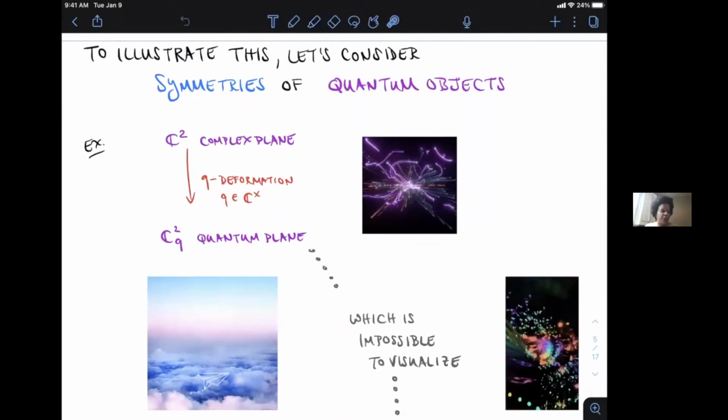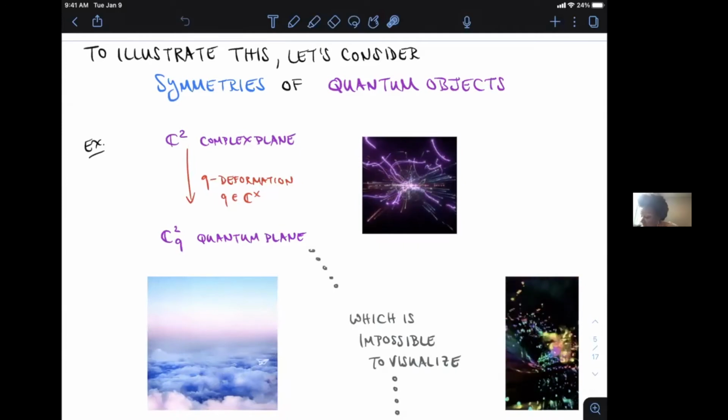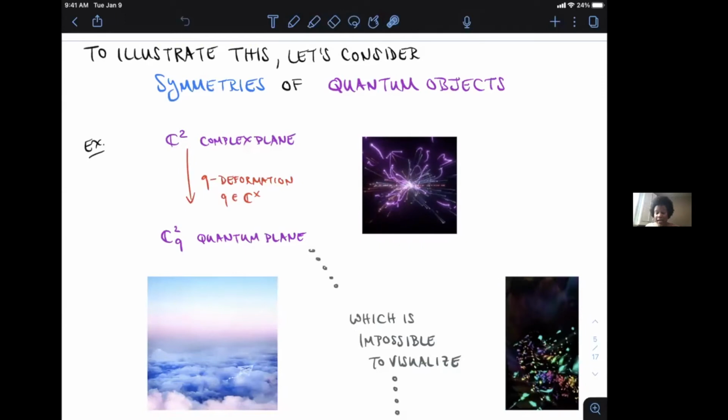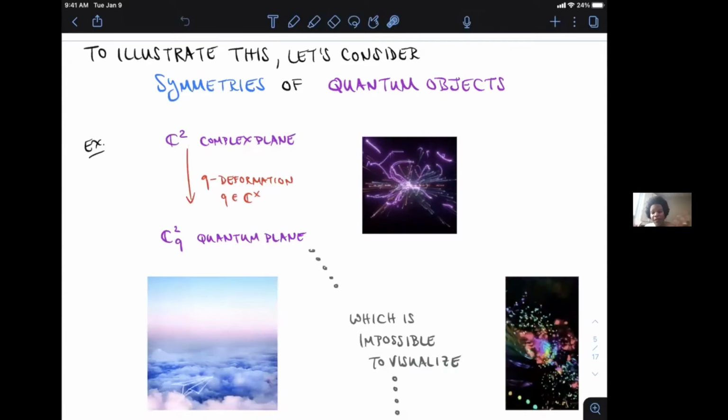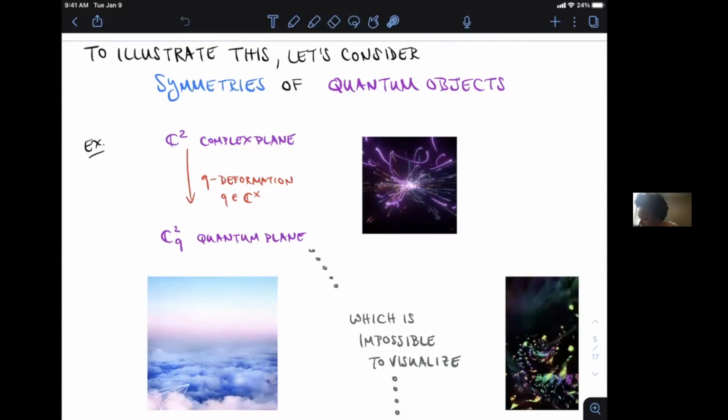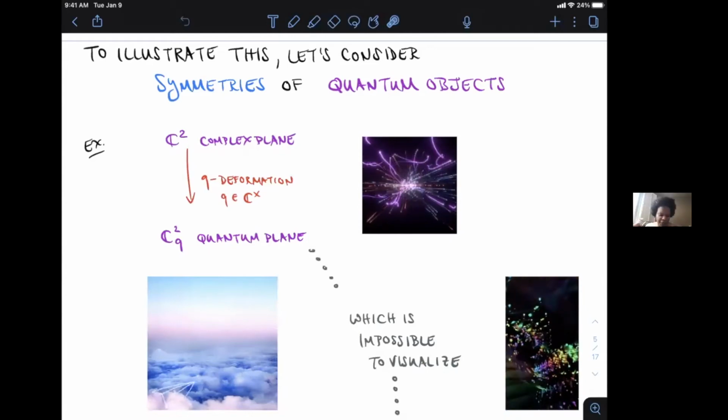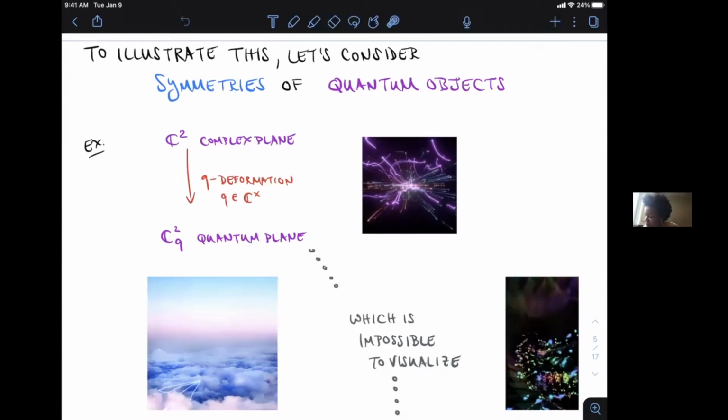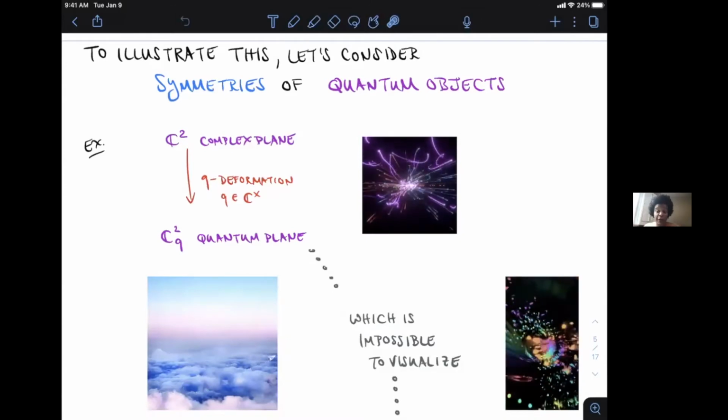Oftentimes it's really useful to be able to have a quantum model for the complex plane. Now, I can't draw it. Nobody can draw it. That's why I have these weird GIFs here. I literally just Googled quantum and these weird pictures popped up. We can't draw it, but we can still think about deformations, or quantum deformations, of complex 2-space, even deformations by just using one parameter. And even though quantum 2-space is impossible to visualize, usually what one does is instead study a good model of what its coordinate algebra is.